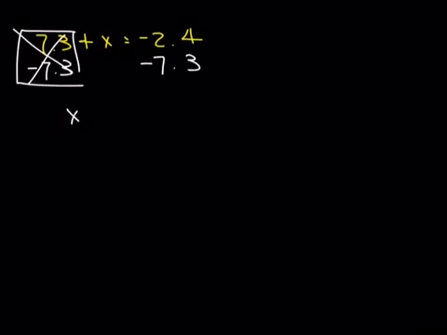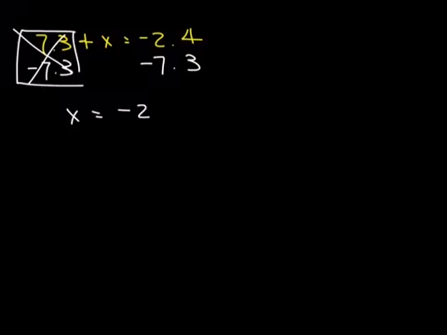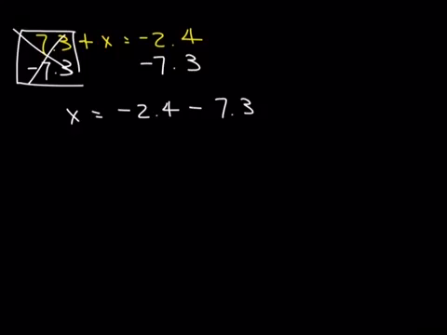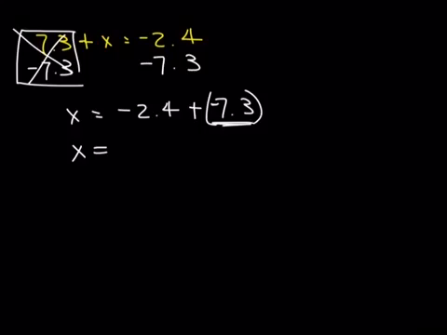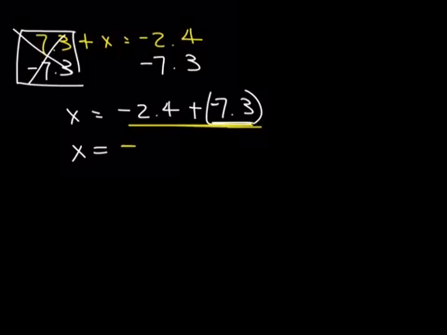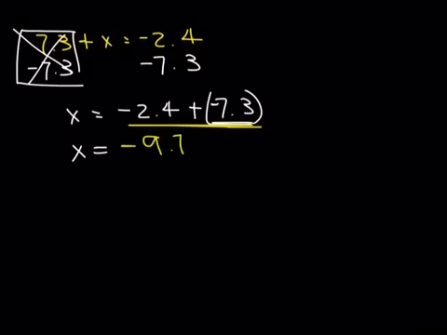And now I have x equals negative 2.4 minus 7.3. Now, remember what we've done. You make that a plus, and you make that a negative, and you put it in parentheses. And then you look and say the biggest number, right here, is 7.3, and it's negative, so my answer is going to be negative. And I have two negatives, so the signs are the same, so that means I add them. And I get negative 9.7 for my answer.